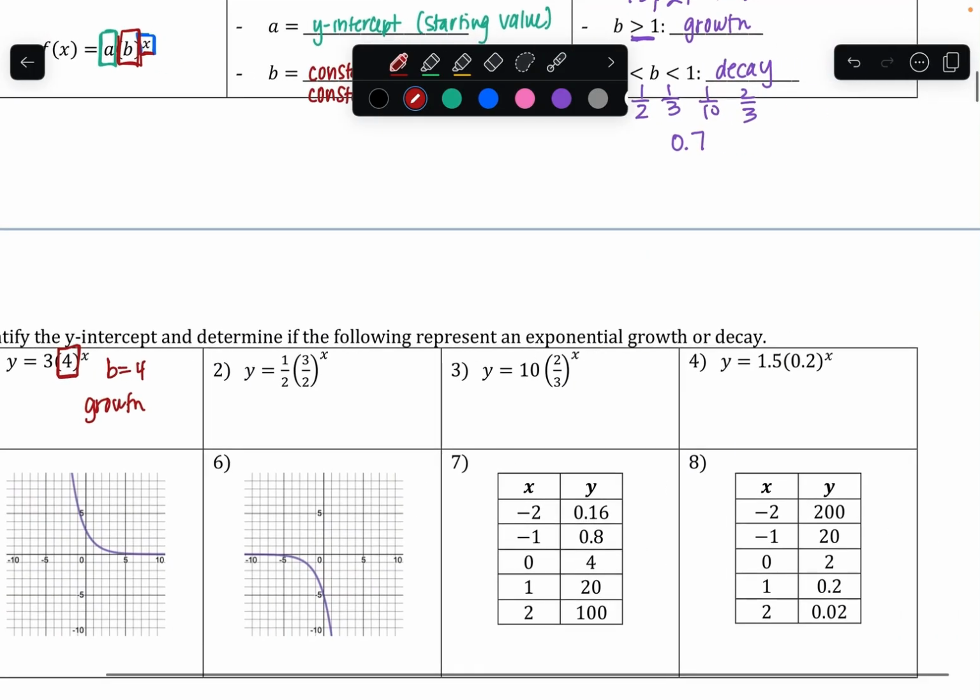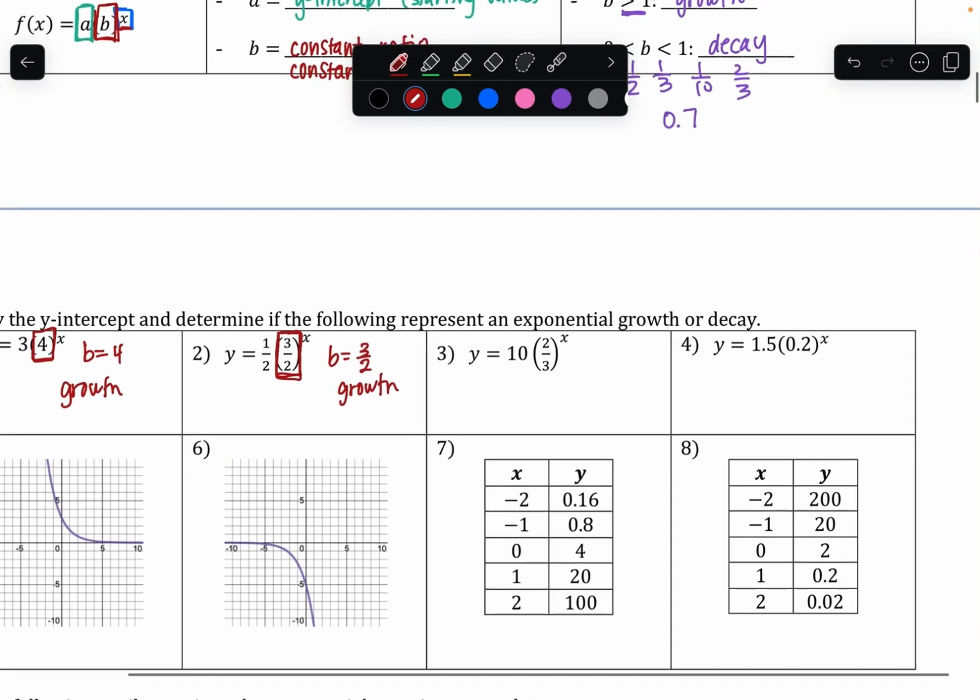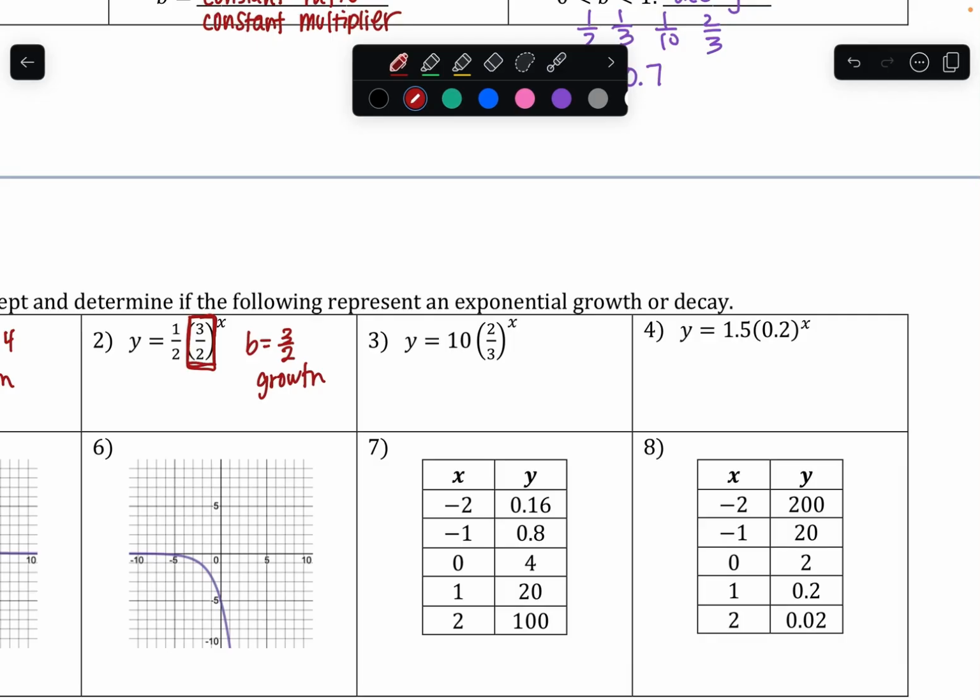Okay, looking at this next example, 3/2 to the x power, that's also going to grow. It's a fraction, but it's bigger than 1. Your numerator is bigger than your denominator. Here, our b value is 2/3, and so that's going to decay.